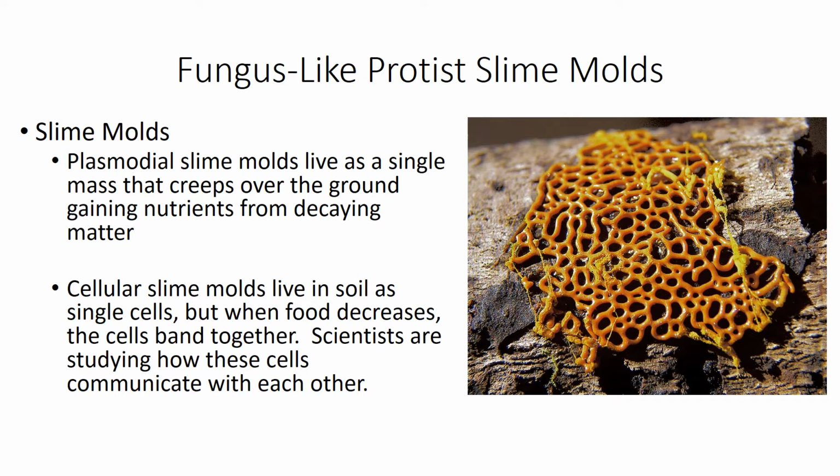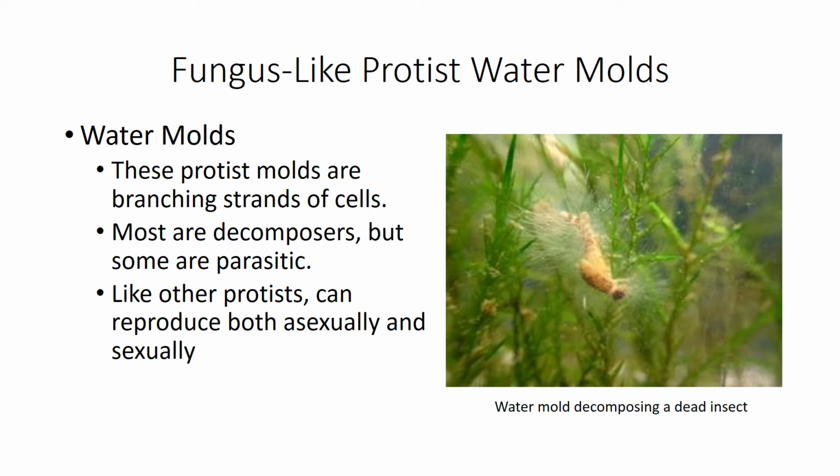So another example of ones that are colonial. These are individual cells that have bound together with their friends. Cellular slime molds live in soil as single cells, but when the food decreases, that's when the cells bind together and become this lump. The method of communication they have is interesting, and it's definitely something we'd like to learn more about. It's definitely a source of study.